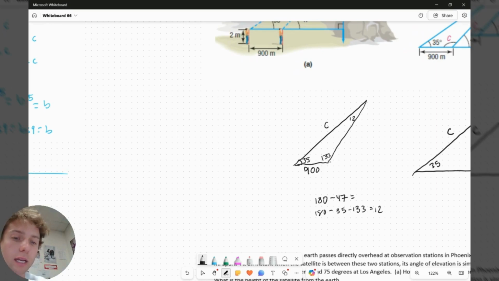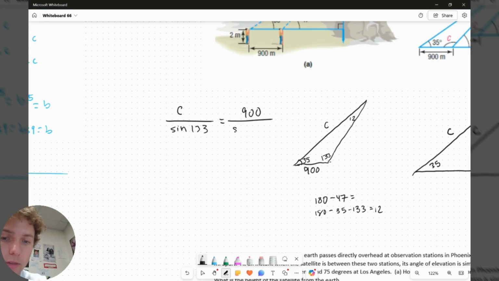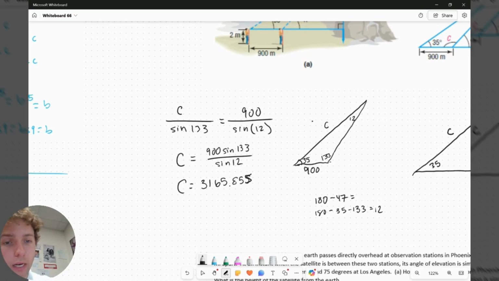So let's use our law of sines then to find side C. In order to find side C, that means I would be using the angle of 133. We take the values where you have the sides on top over sine of their respective angles. When we do that, all we're doing is solving right here. So I could multiply the sine of 133 up, type it in my calculator, and find what we get. In our calculator, that ends up coming out to 3,165.855. So we end up finding this side then.